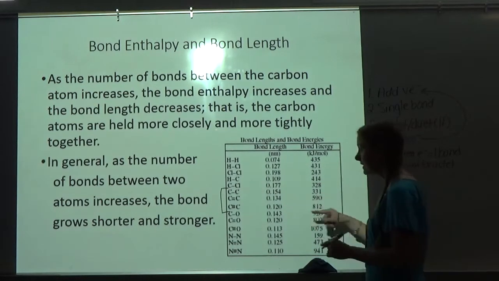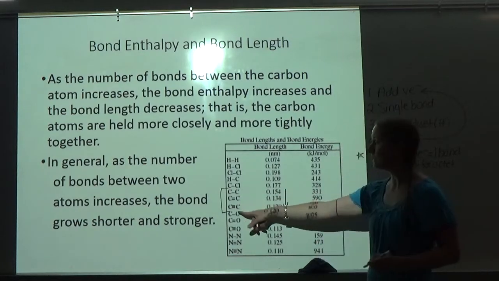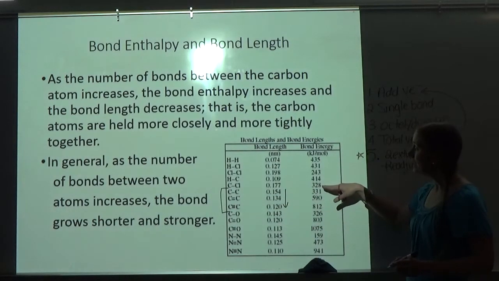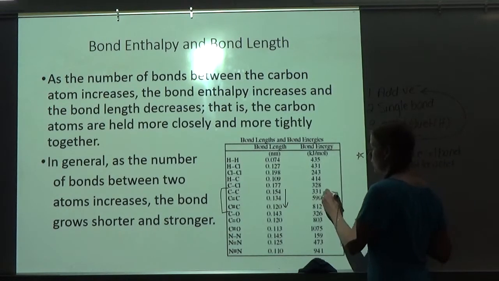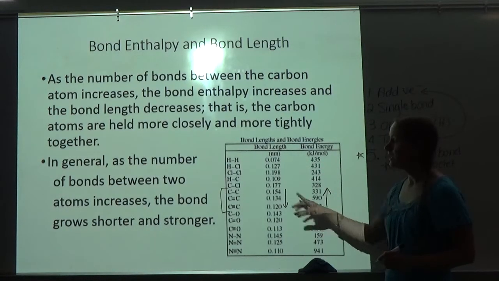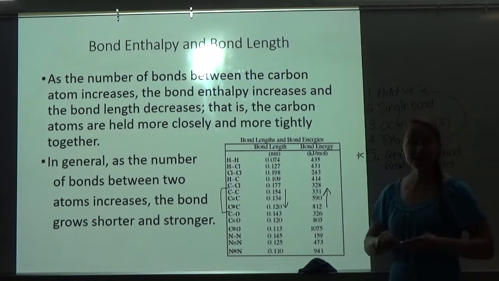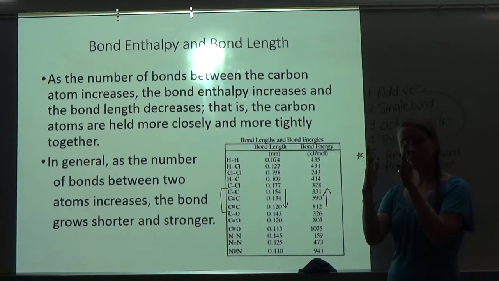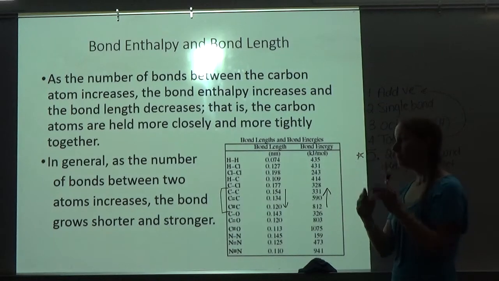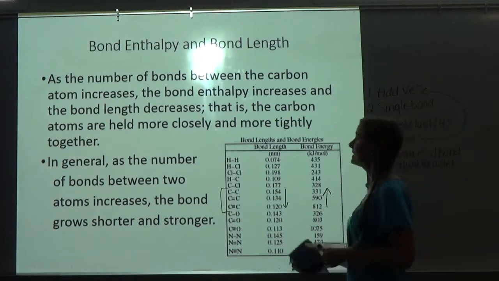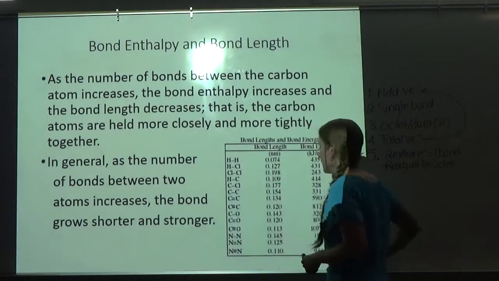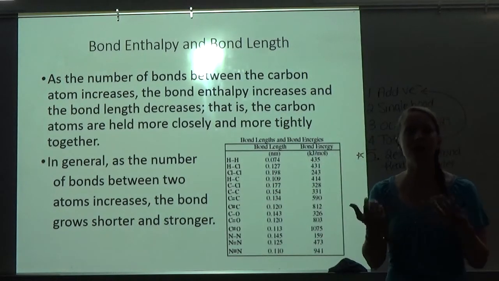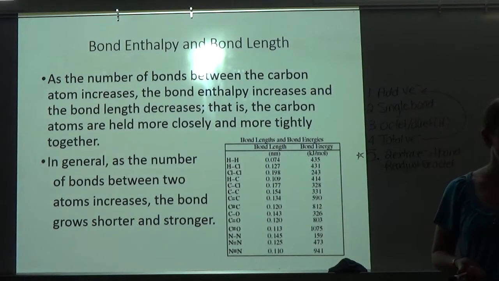So our bond length is decreasing as we get more bonds. However, if you look at the enthalpy, the CC single bond is 331, a double bond is 590, and a triple bond is 812. So the enthalpy is increasing. So like I said, as you get more bonds, the bond length gets shorter because the atoms are held closer together, but the bond enthalpy increases because it takes more energy to break it. So think about this, if you're holding one pencil versus 3 and you have to break them, the 3 is going to take more energy.